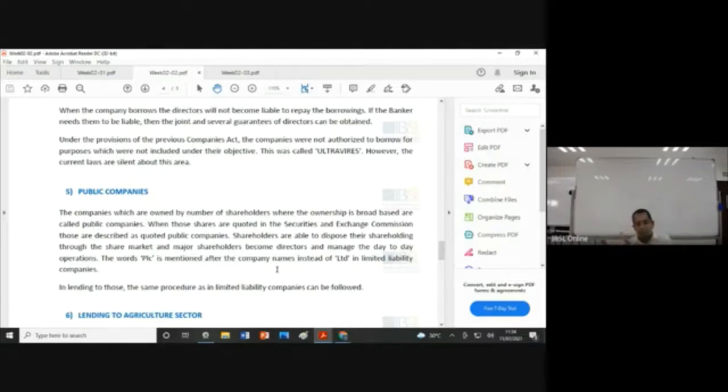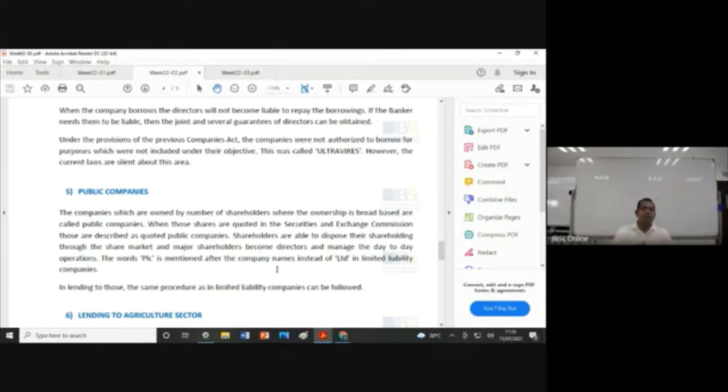Though shareholders become directors or independent directors, they are not responsible for any doing of the company, borrowings of the company, right? If you lend to the company, you sue the company. Again, if you want to make the directors personally responsible, you have to make them joint borrowers, or you have to take at least a personal guarantee, right? Joint and several personal guarantee.